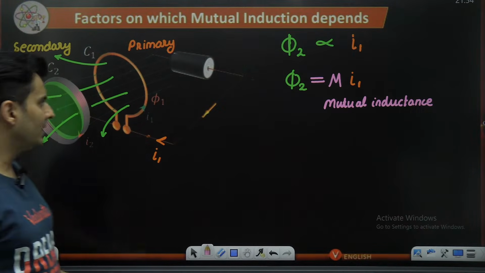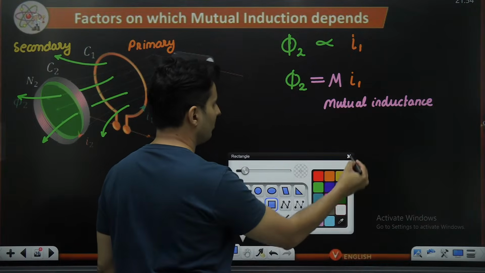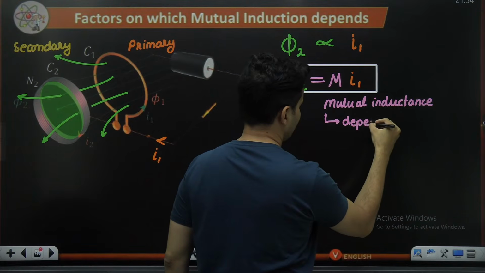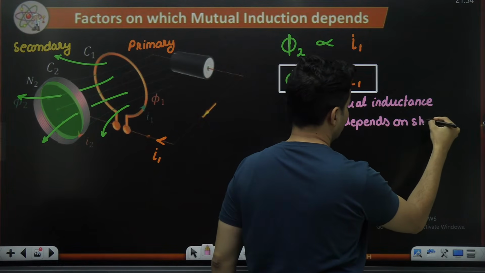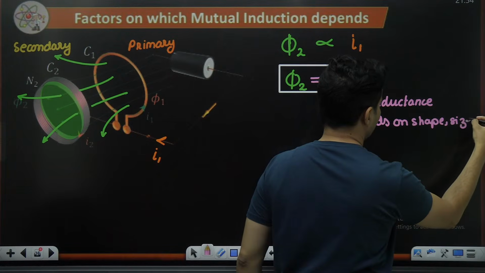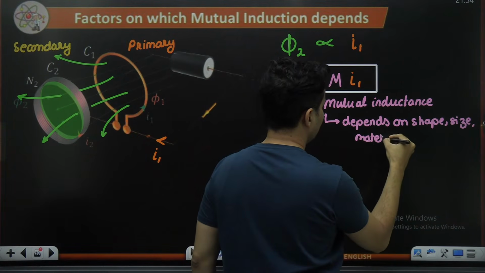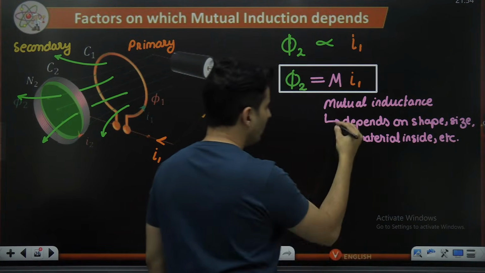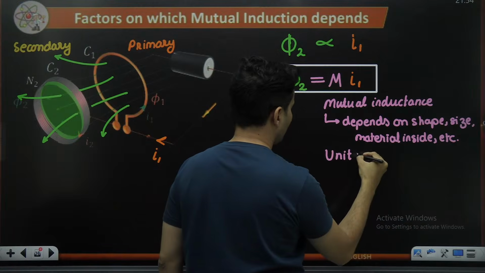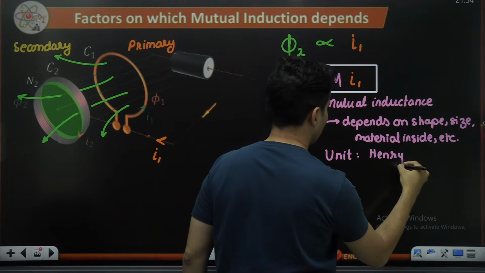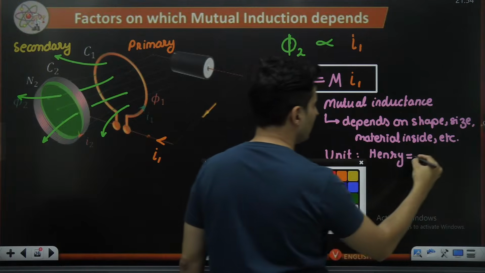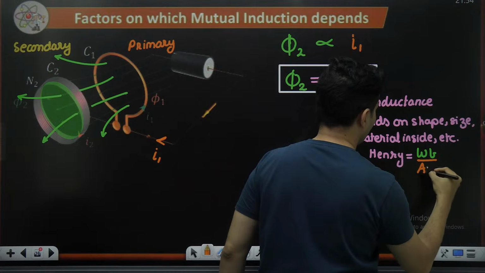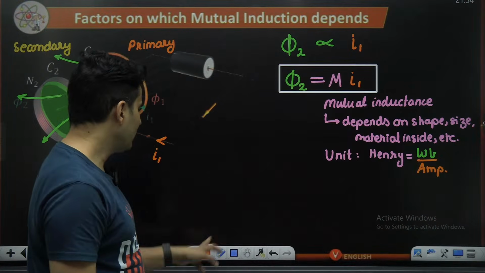Okay, so having said this, first of all, let me just block this off. It's obvious that it again depends on shape, size, material inside, etc. It does not depend on the current. Also, the SI unit will be Henry only. There is no difference. And just like before, this will be Weber per ampere. No difference at all.